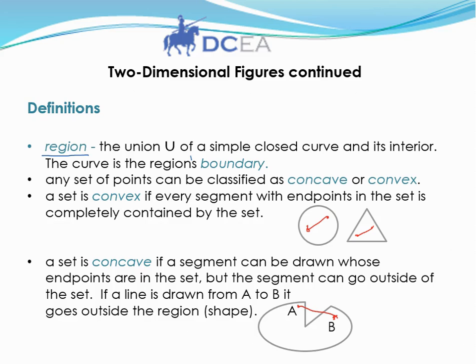So a set of points is convex if every segment with the endpoints in the set is contained in the set, and it's concave if you join two points and the segment goes outside the set.